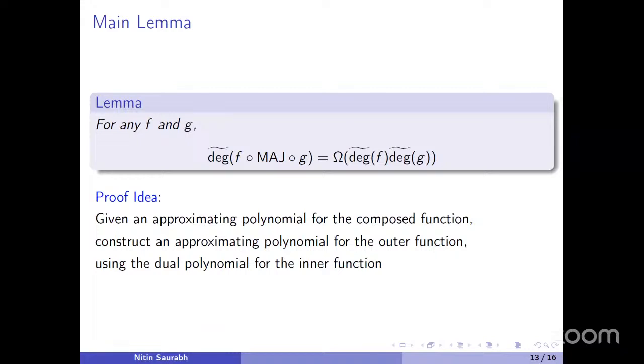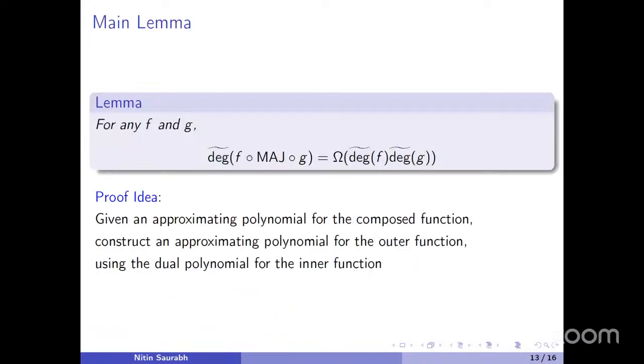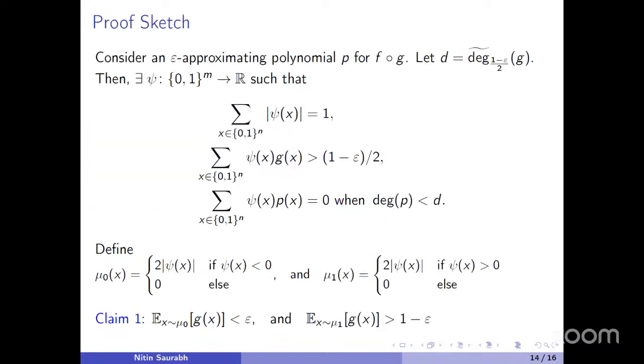So let's see this idea for the main result that we want to solve, which is, instead of f composed with majority composed with g, let's try this idea on arbitrary f and g. Let's see what happens. All right. So you start with f composed with g. You have some approximating polynomial p for it. You take a dual for the inner function g with some parameters. Here the error is 1 minus epsilon by 2.